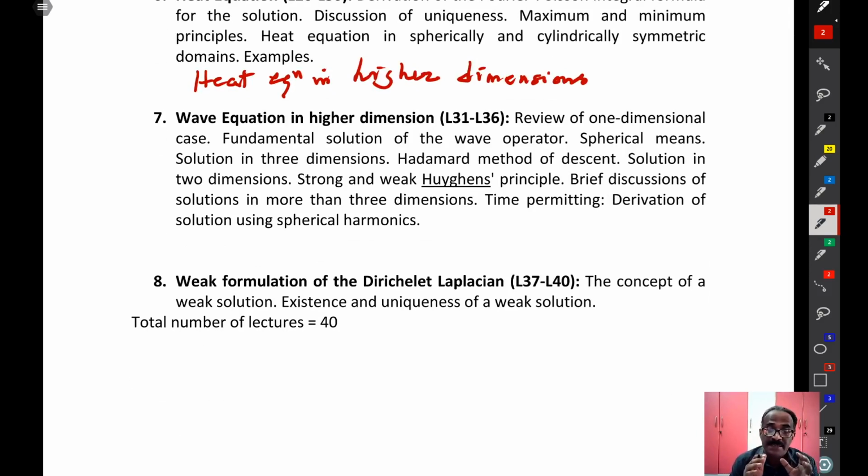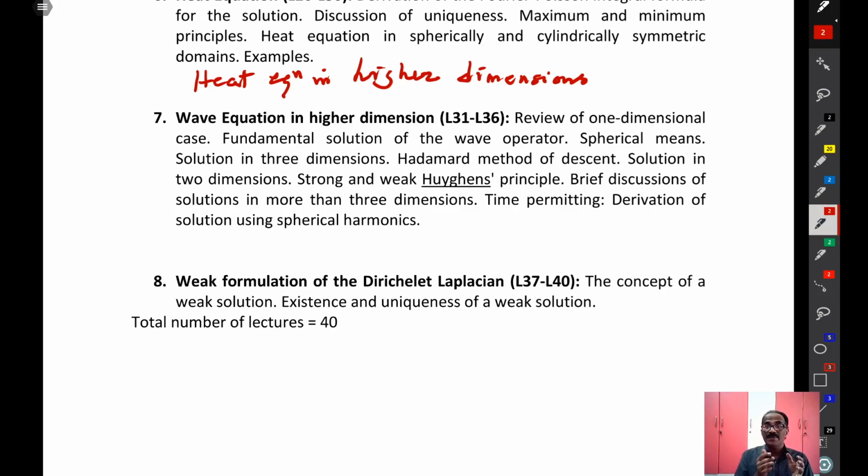There you will see the difference. In one dimension we have studied d'Alembert's formula, propagation of singularities and various other properties. But when you go to higher dimensions, n greater than or equal to 2, you will see that odd dimensions and even dimensions behave in different ways. So after a review of the one-dimensional case, you will see the fundamental solution of the wave equation, and the spherical means. Using the spherical means, you derive the solutions in three-dimensional space.